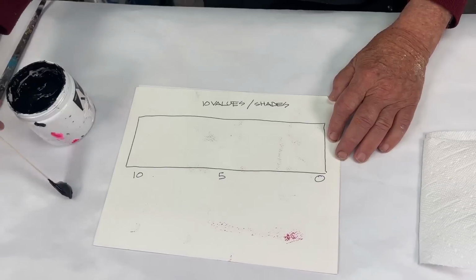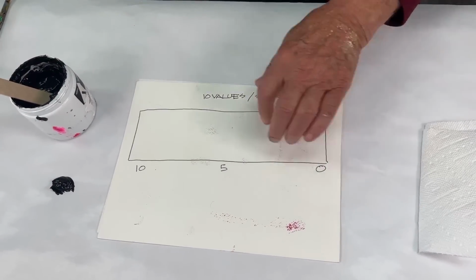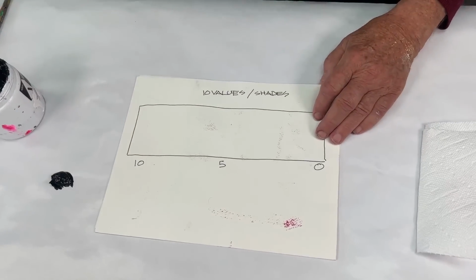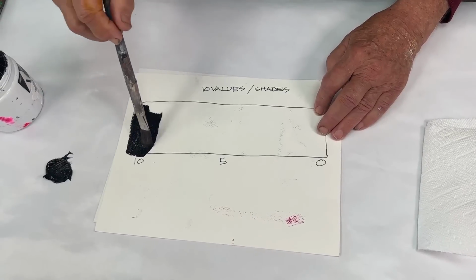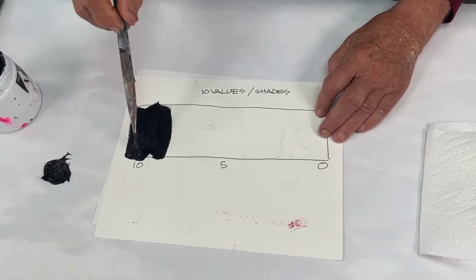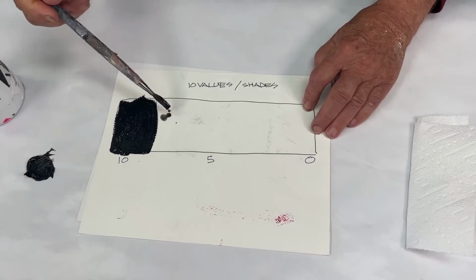Here's some black acrylic, my Holbein black acrylic, big buckets of water. Move this out of the way. So if I put this straight down, pure black, 100%. That's a value of 10. I know you know this stuff, but it's good to be reminded.